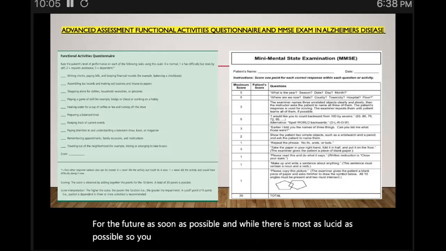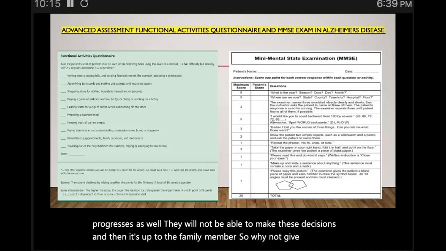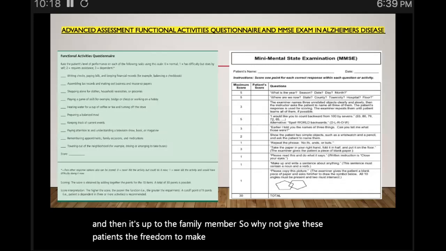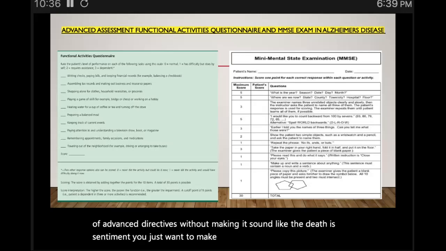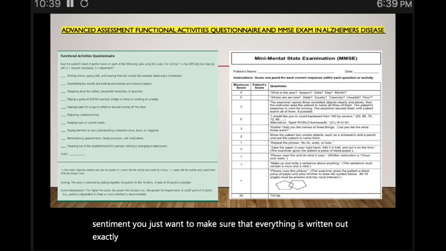So, as time progresses, unfortunately, the disease progresses as well, they will not be able to make these decisions, and then it's up to the family member. So why not give these patients the freedom to make their advanced directive decisions now rather than later when they don't particularly have the brain function to make those decisions? And you may want to explain that when you bring up the concept of advanced directives without making it sound like death is imminent. You just want to make sure that everything is written out exactly how the patient wants it while they're still 100% able to make these decisions.